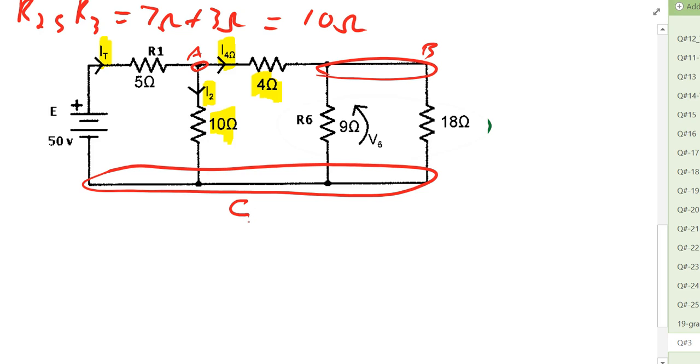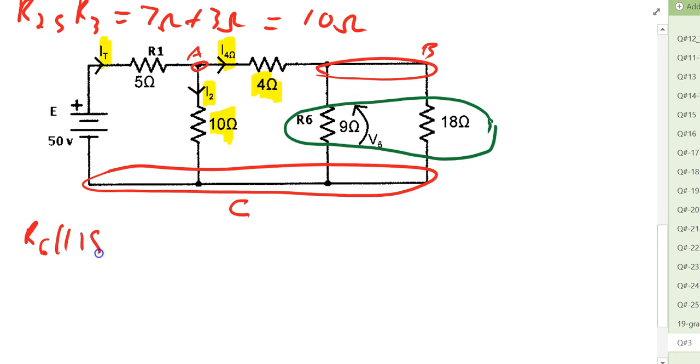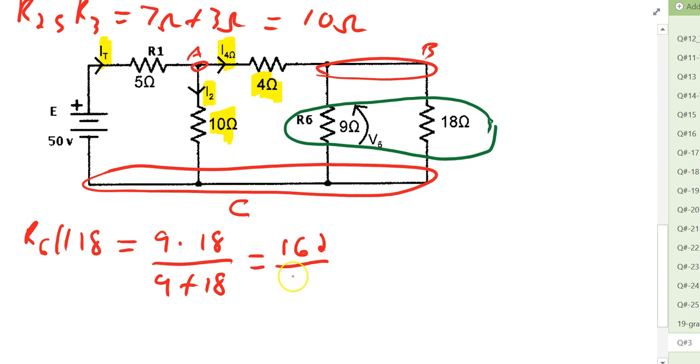And so again, the R6 and the 18 ohm value here are both connected between nodes B and C, therefore they will have the same voltage across them, and so we conclude that means they are in parallel. Okay, so we have then R6 in parallel with 18 ohms is equal to 9 times 18 over 9 plus 18, and that gives us 162 divided by 27, or 6 ohms.